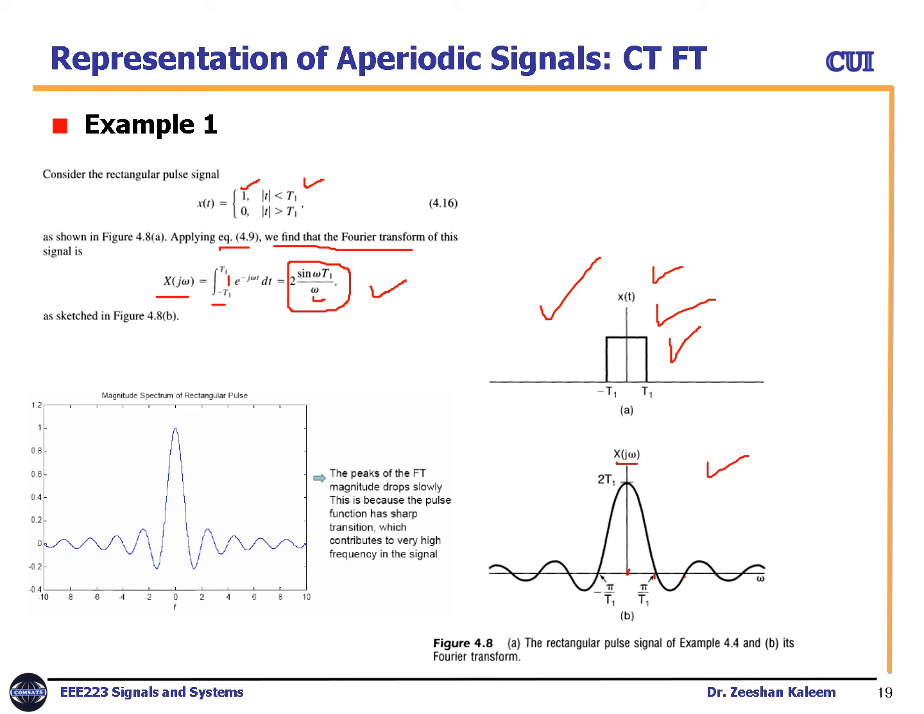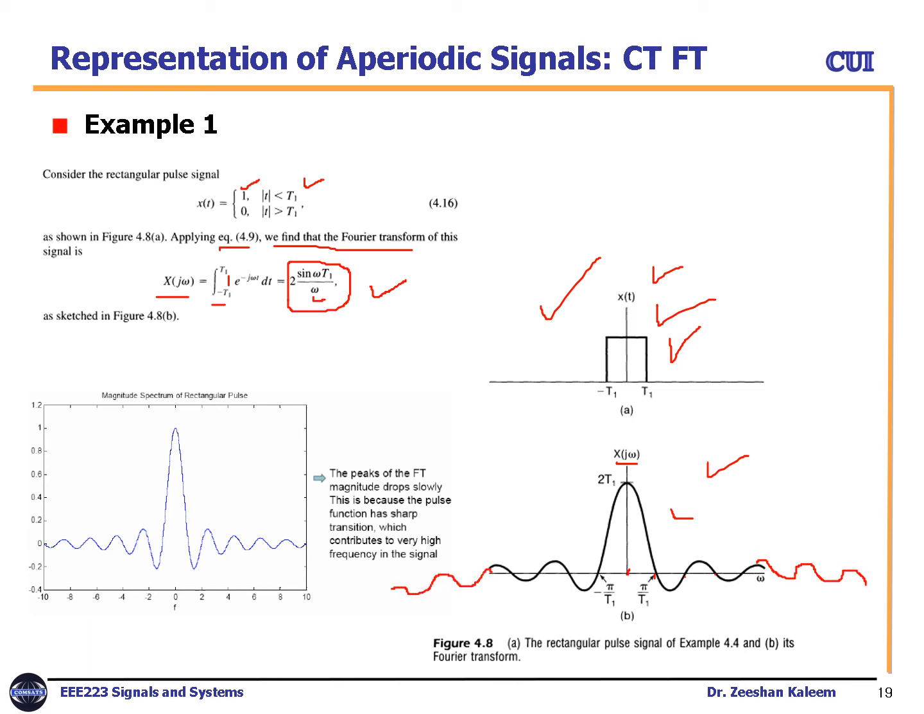And it goes on. This function is known as a sinc function, and it can be written in terms of sine in this way, sine omega t1 over omega. The crossings are at pi by t1 and minus pi by t1. From here you can notice that this function will continue for omega in both directions.